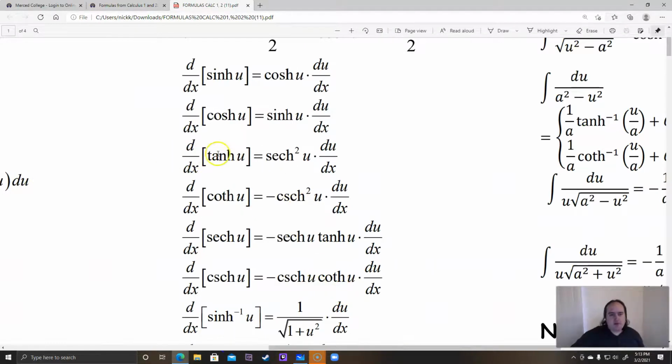So if you look at this formula here, d/dx of tanh of u equals sec squared of u times du/dx. Well, since derivatives and integrals are reverse operations, you can just start on the right side and integrate to get the left side. So this just means on the right side, the integral of sec squared of u du equals the left side, which is tanh of u, and then you write plus c because it's an indefinite integral.